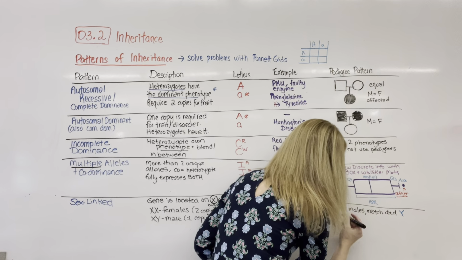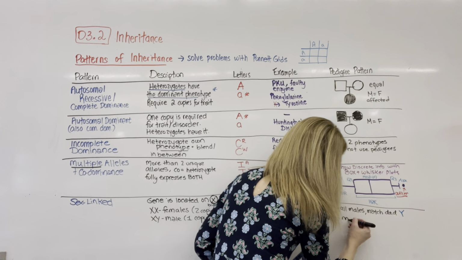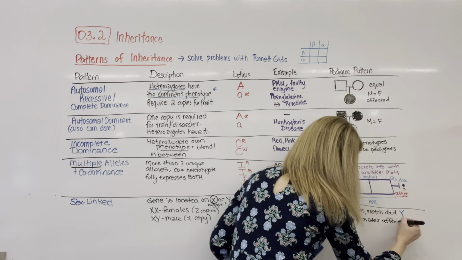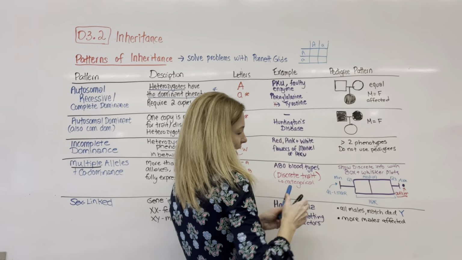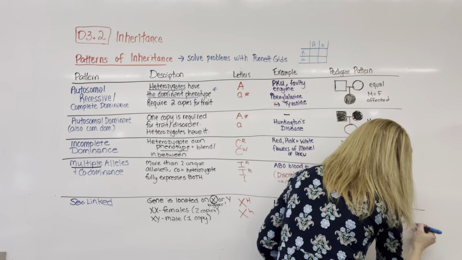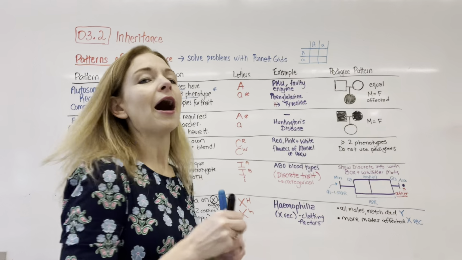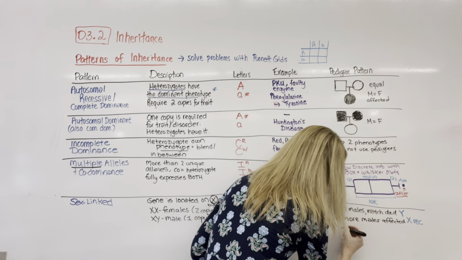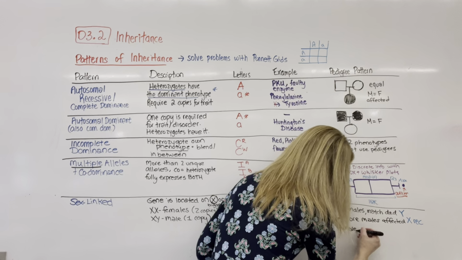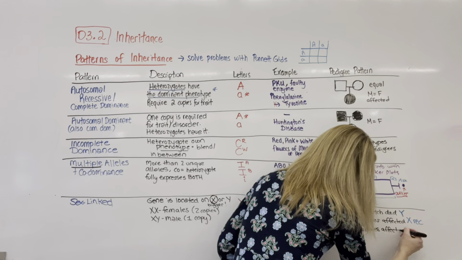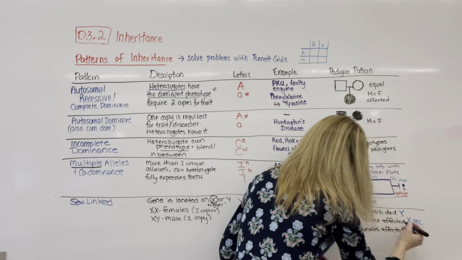If we just see more males affected and they're not necessarily all matching dad, then that would be X-linked recessive. Notice I didn't say recessive or dominant Y because there's only one copy of it. If we actually saw significantly more females affected, then we would look at the possibility that it is X-dominant. These are just good things to look at before you make a final conclusion from a pedigree.